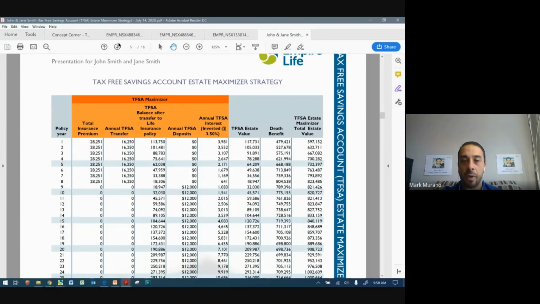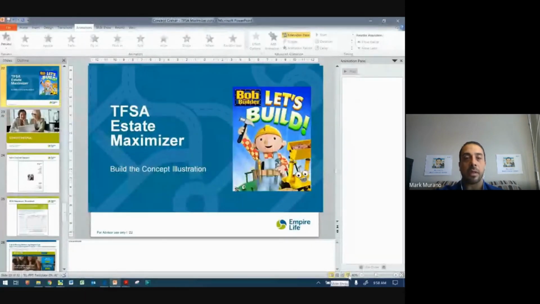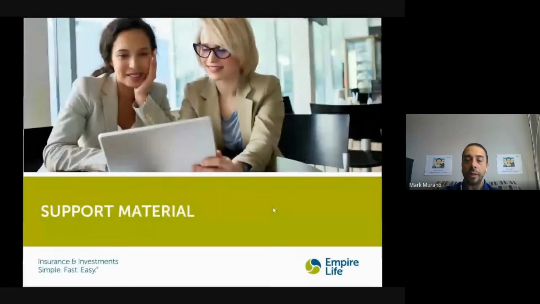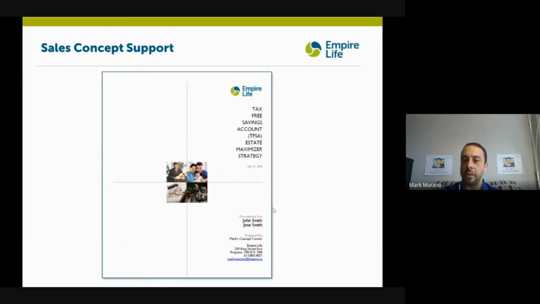Here's your summary page I showed you before. This is always good. Come back to my slides. So we're getting close to 10. That is the concept, TFSA Estate Maximizer, where we really married two tax sheltered vehicles into one tremendous solution for our clients. So for material to support you presenting, of course, we're here to help always, but the concept piece is probably the best presentation, because again, this is something we built at Empire. So the TFSA Maximizer concept is wonderful.